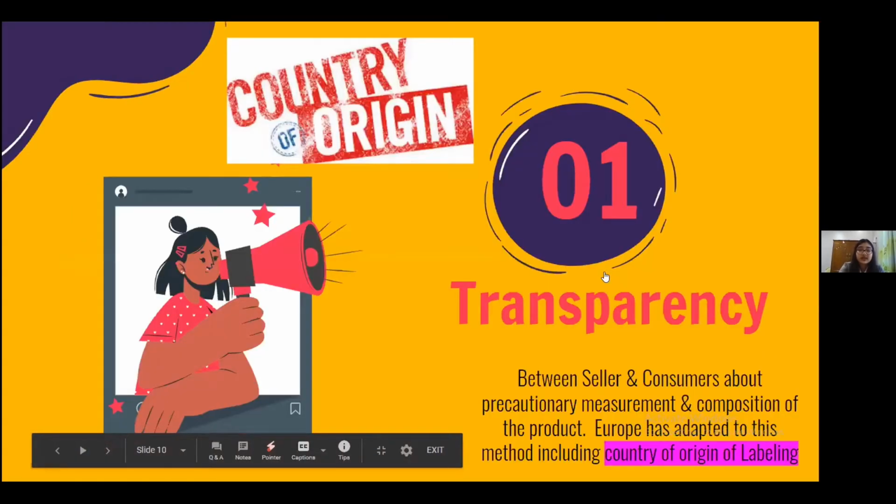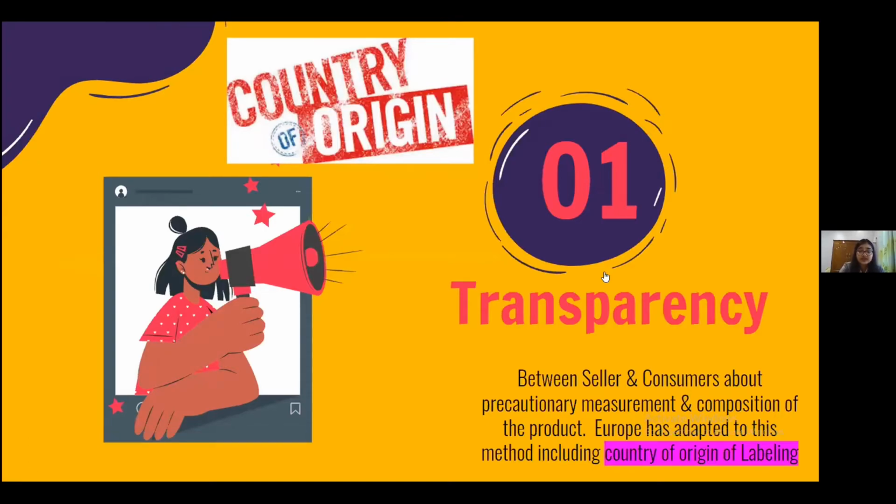The first one is transparency. I think transparency plays a major role when it comes to these issues, because transparency between seller and consumer, talking about the precautionary measures and the composition of the product, is extremely important. Europe has already adopted this method, including country of origin labeling. And as you can see, Europe is doing pretty well and their economic growth is increasing rapidly. And I'll say why in other slides.